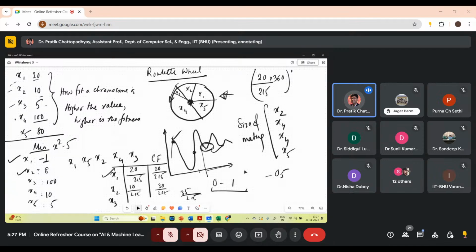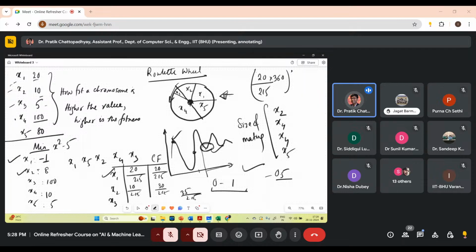So in this way, if we continue, when we have x4, we will cross 0.5. When we have x4, it will be 35 plus 100, so 135 by 215, which is more than 0.5. So we will select x4. The way we are implementing this operation is equivalent to saying that we are rotating the wheel, and the wheel is stopping at some point.